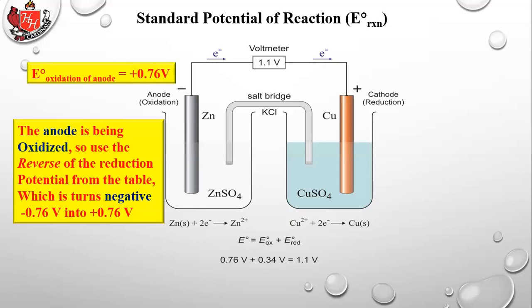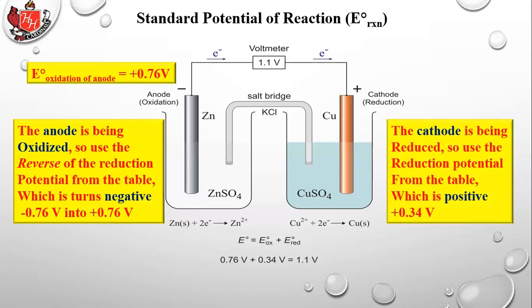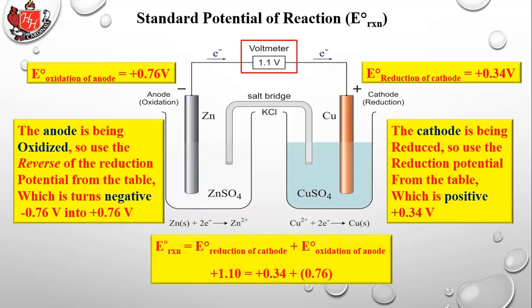So there's the oxidation of the zinc. It's a positive 0.76. Now over on the right side, the cathode is being reduced. That's the copper. So use the reduction potential from the table, which is positive. So it is a table of reductions, and the cathode copper needs to be reduced in this reaction. So you just take the number directly out of that table. It's a positive 0.34. And so you add those two together and you get the total voltage of that electrochemical process that you see there. So the E reduction of the cathode is plus 0.34. And there we go. And that just shows the equation and shows how we got there.